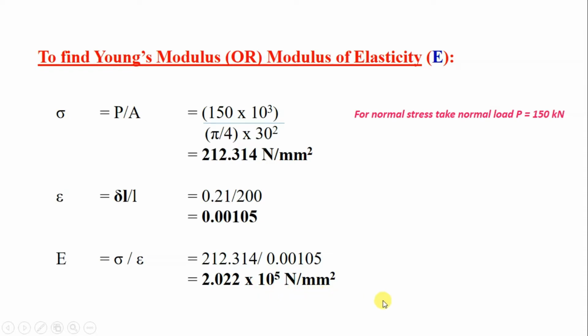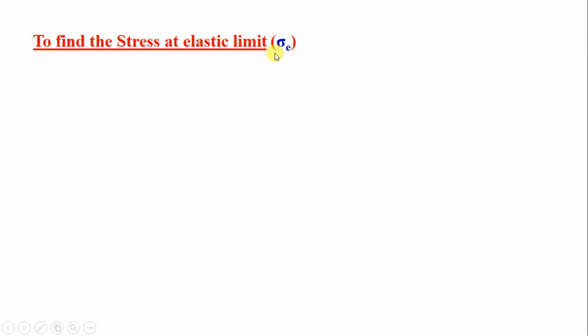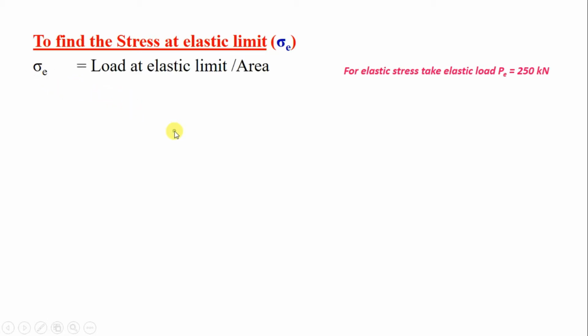The second part of the problem is to find the stress at elastic limit. That is, in the diagram you would have seen the load given at elastic limit is 250 kilonewton. So that load has to be taken in the stress formula for calculating this stress at elastic limit. So again this sigma is equal to P by A becomes sigma E is equal to PE by A. That is load at elastic limit divided by the area.